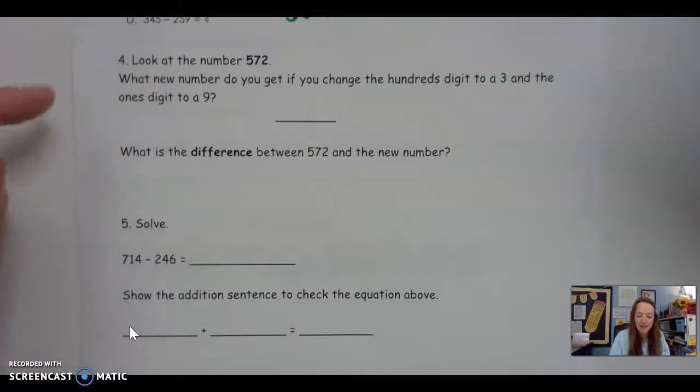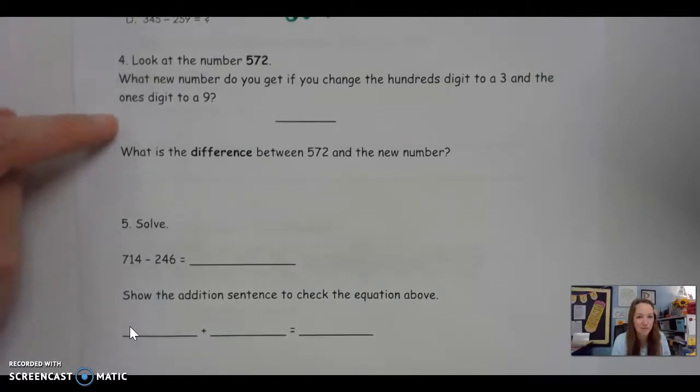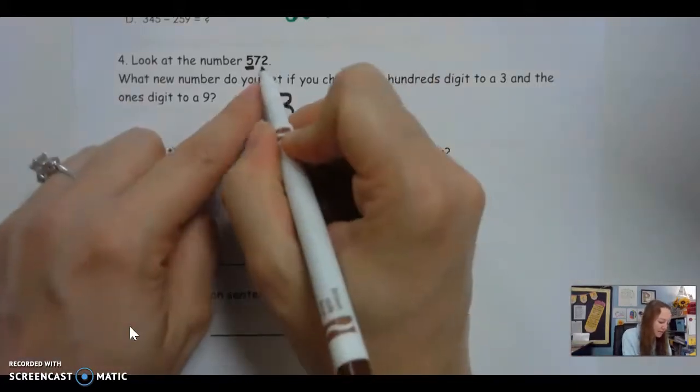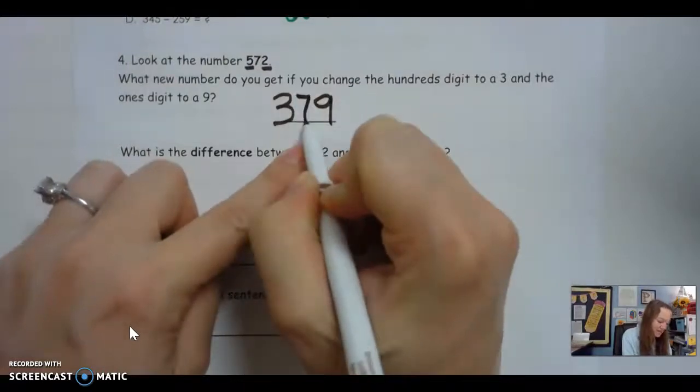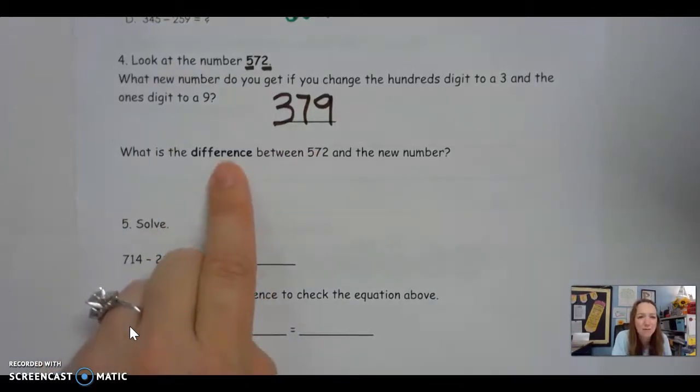If I move too quickly at any time, you can pause the video and do your work before hitting play. Look at the number 572. What new number do you get if you change the hundreds digit to a 3 and the ones digit to a 9? So our tens digit stays the same, so you should have gotten 379.